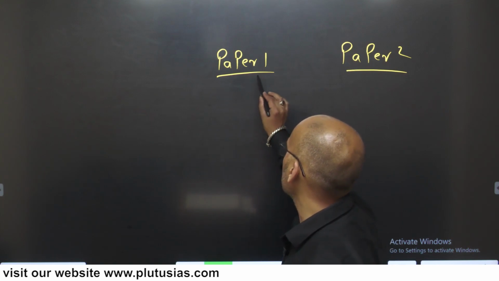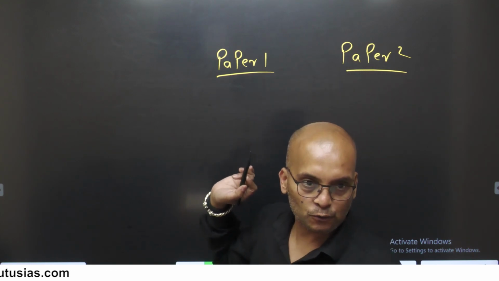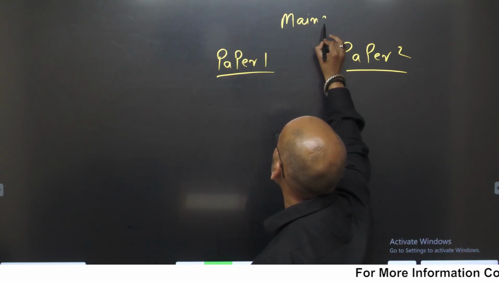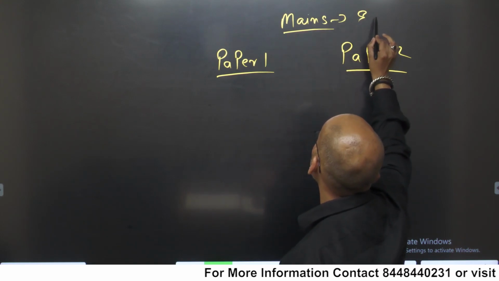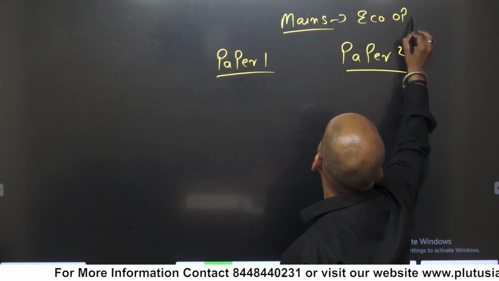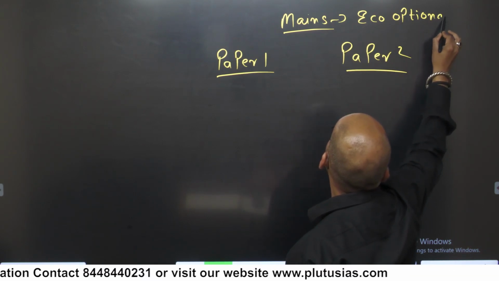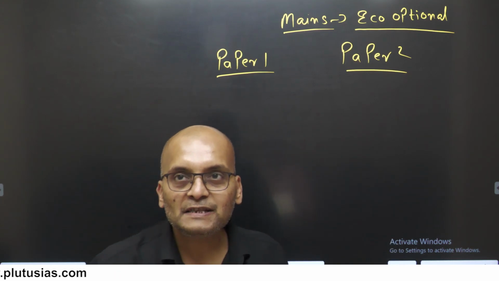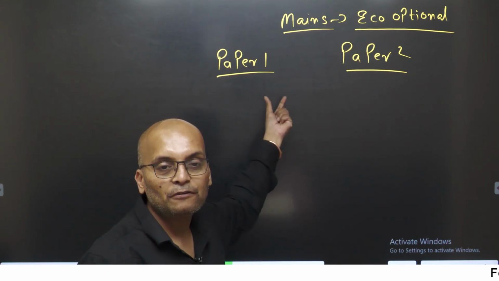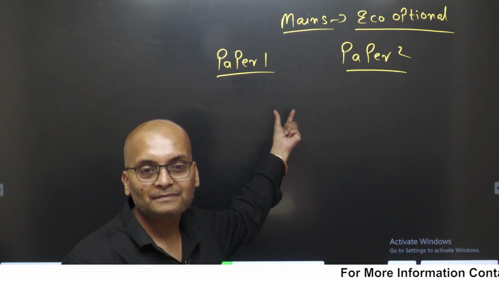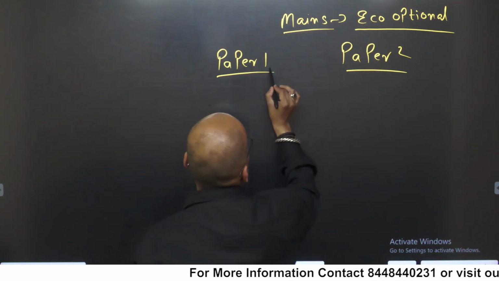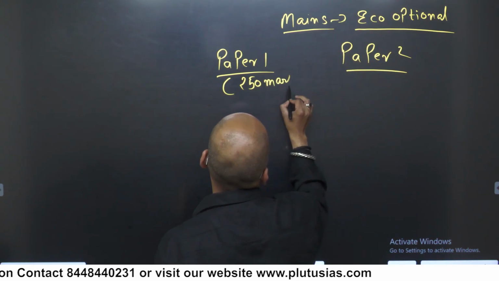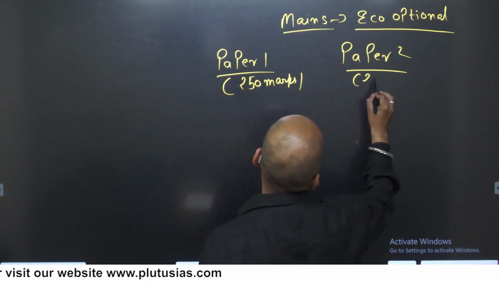So we have got two papers, paper 1 and paper 2, right, in mains, Eco optional. What is the weightage of these papers? How many marks? Paper 1? 250 each. This is of 250 marks. And this is also of 250 marks.